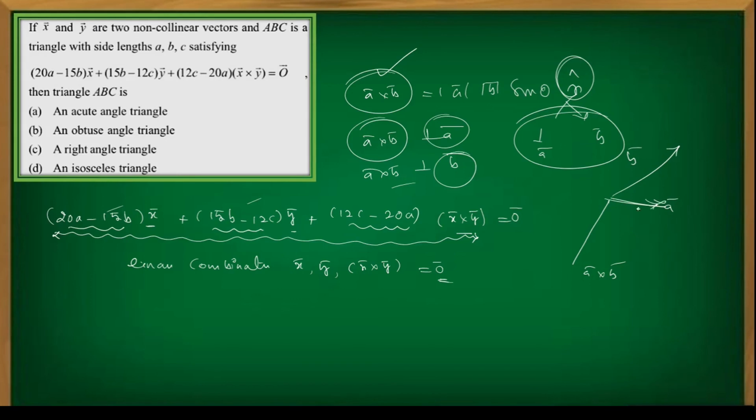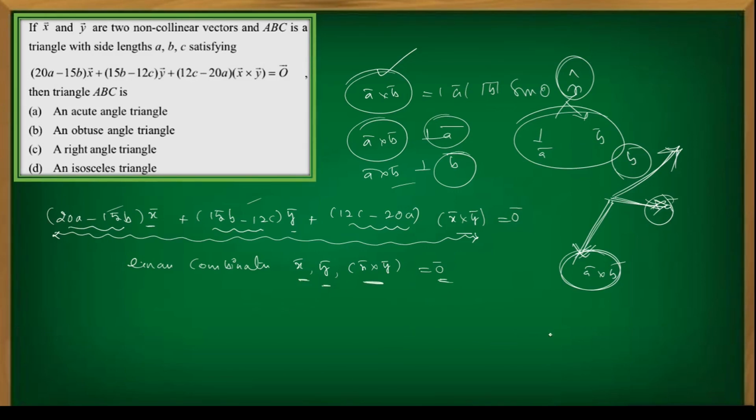Can you see? They are non-coplanar. Can you imagine that? They cannot fit in a plane, because this is coming outward from the plane in which we have a bar b bar. So therefore a bar, b bar, a bar cross b bar are always independent because they are non-coplanar. So therefore this x bar, y bar, x bar cross y bar are independent vectors.